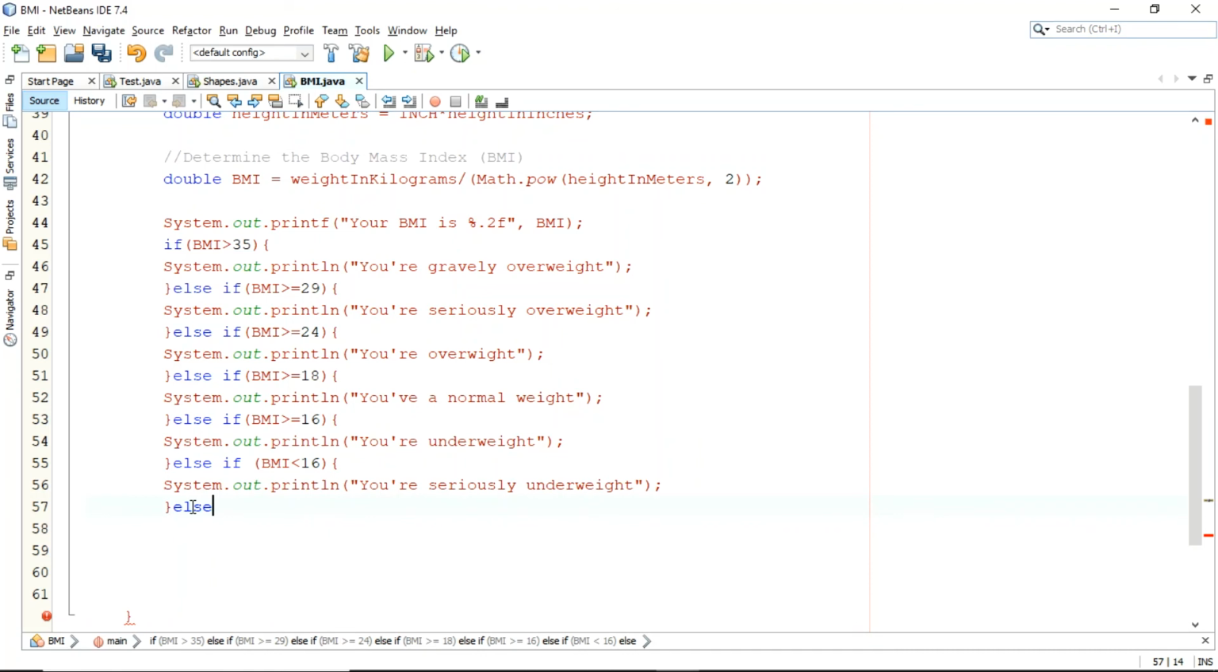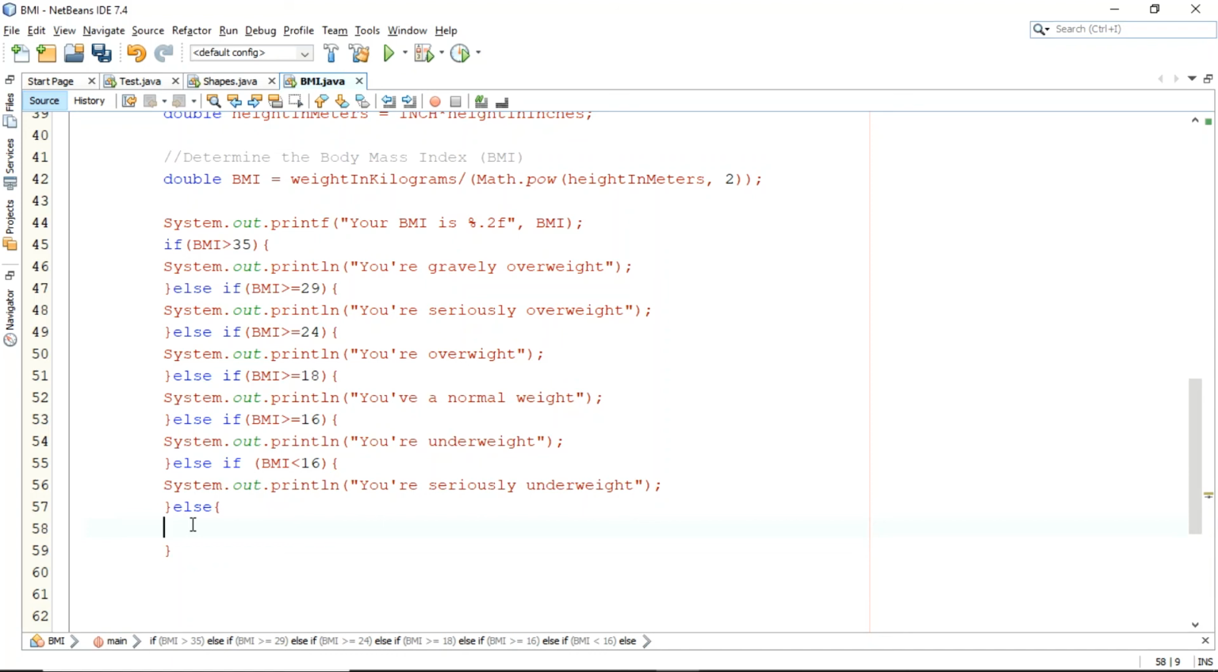Else, so we've exhausted all options. The else part here is going to be the default output to the user. We can say invalid input, as a warning, invalid input.